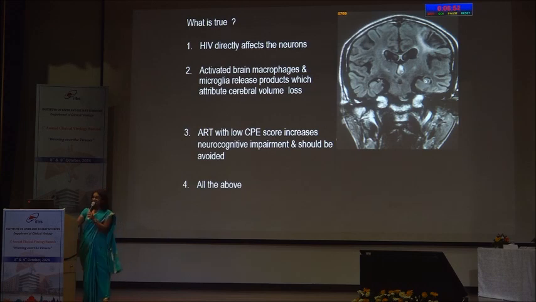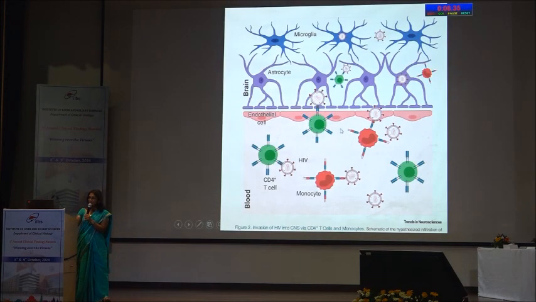What is true? Anyone? Okay, so let's take up the first one. Is this true? HIV directly affects the neurons? So this is interesting: HIV does not directly affect the neurons. What happens is, when the virus enters into the brain, it irritates the astrocytes and the microglia, and they release the chemokines, which then further cause destruction, and that is responsible for the cerebral volume loss. And that is why in most patients with HIV, we see a significant cerebral atrophy.